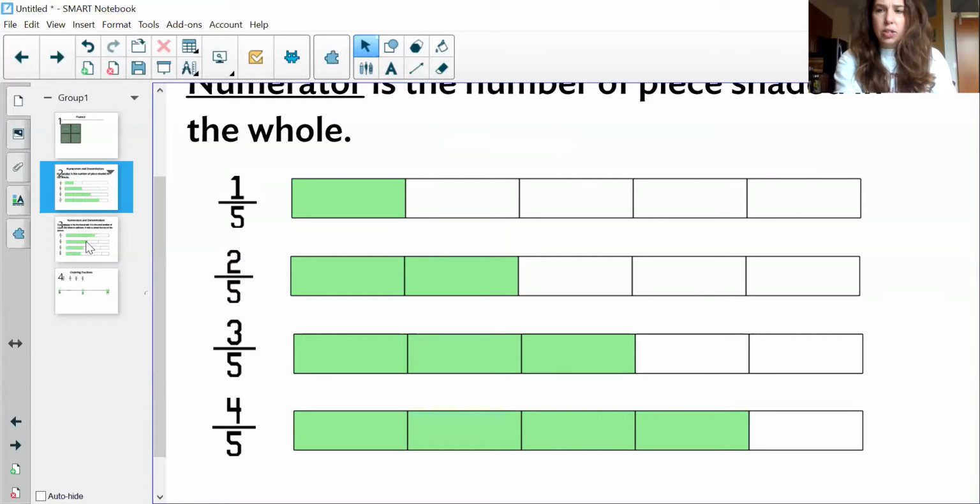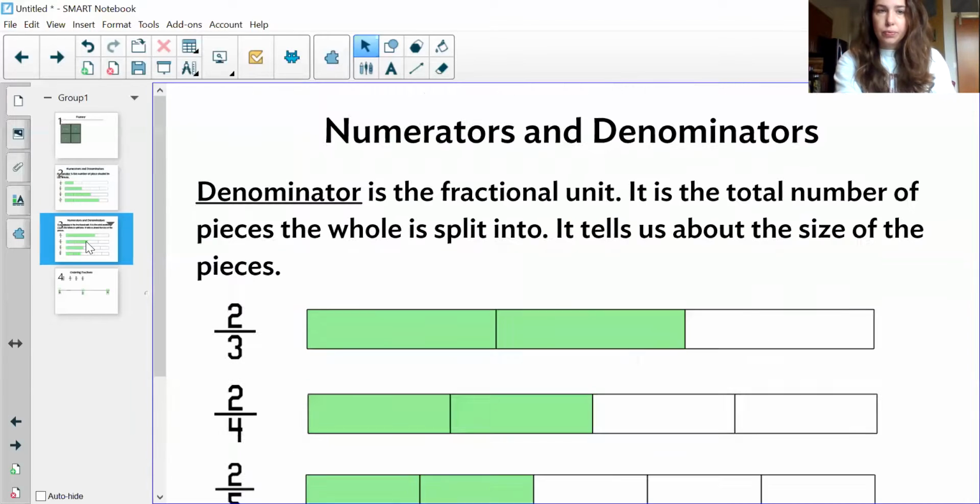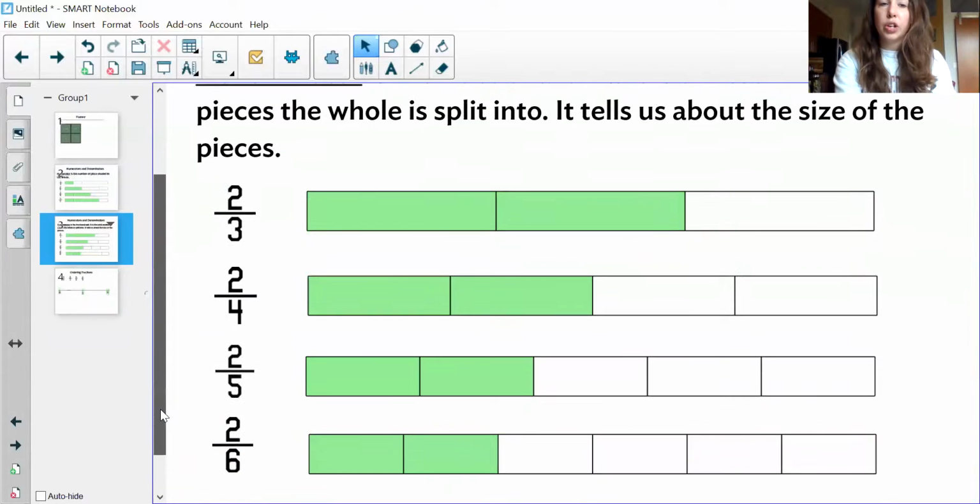Okay, let's talk about denominators now. So a denominator is the fractional unit. It's the total number of pieces the whole is split into, and it also tells us about the size of the piece. So thirds, fourths, fifths, sixths, those are all fractional units. They talk about the size of a piece. So here, if you look at the top one, that's split into thirds. Each piece is a third. Down here, each piece is a fourth.